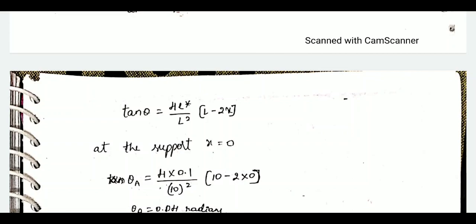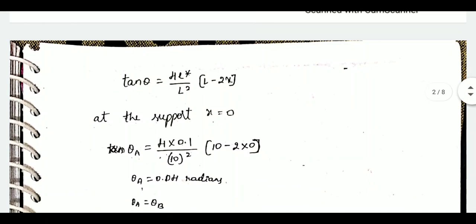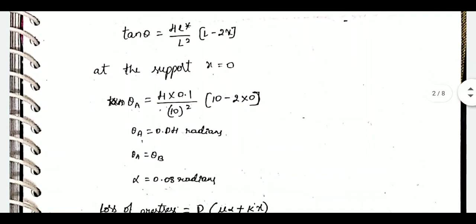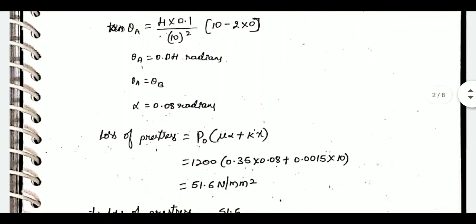Since we are calculating at the support section, x will be 0. So we will get theta A. The eccentricity at both ends is the same, so the slope of the tendon at both ends will be the same. So theta A equals theta B. So alpha will be theta A plus theta B, that is cumulative. This condition is when you are tensioning the tendon from one end. Another case we will discuss later.